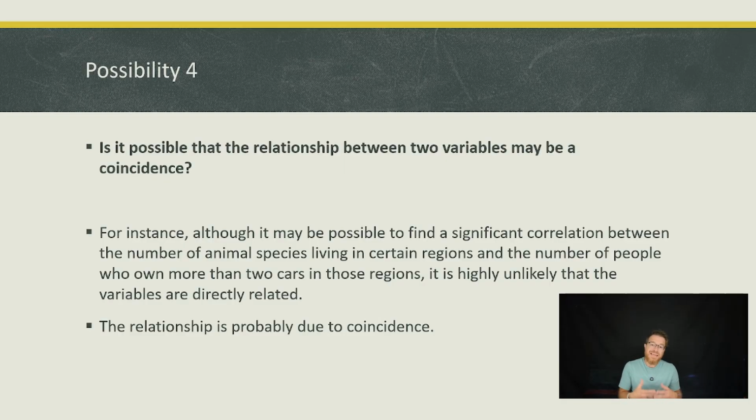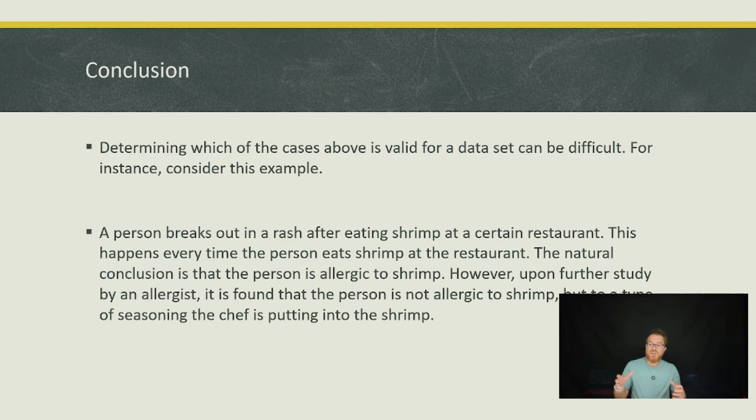flipping a coin. It is unlikely, but you can definitely get times where your data will give you the wrong answer, even if you took all the right steps. So just always be aware that this is one of the possibilities. So in conclusion for this section, first, you want to determine which of the cases above is valid for your data, and this can actually be very difficult to do.